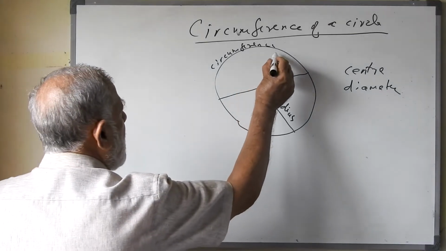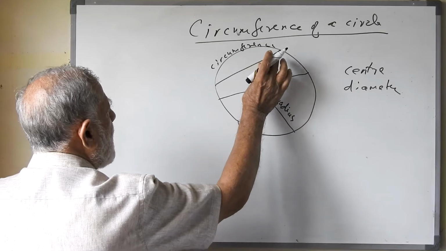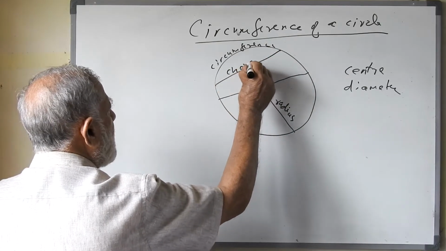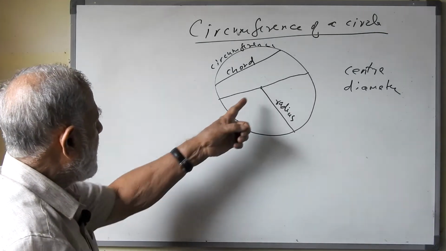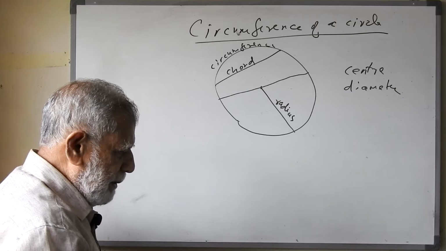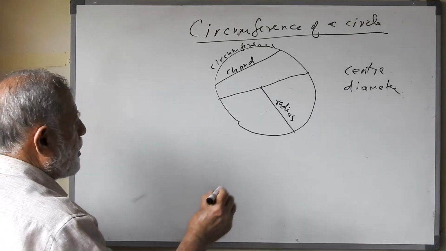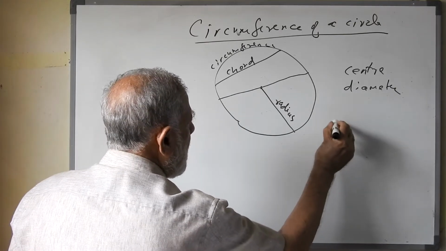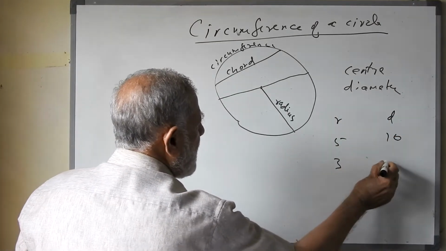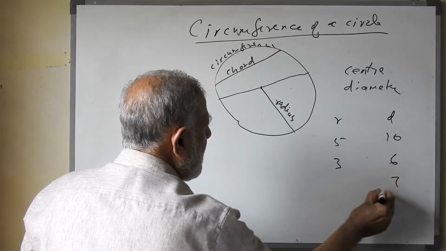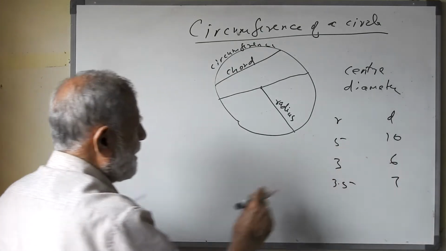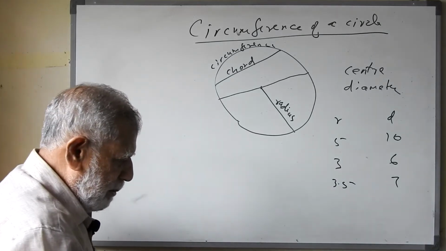And if we have any line from one point of the circumference to another point, it's called the chord. We will study all this later. In fact the diameter is also a chord, but it's going through the center. Now once you understood that, if you have radius 5, diameter will be 10. If you have radius 3, diameter is 6. If the diameter is 7, radius is 3.5. Half the diameter is the radius. That is just common sense. You will be able to understand that.